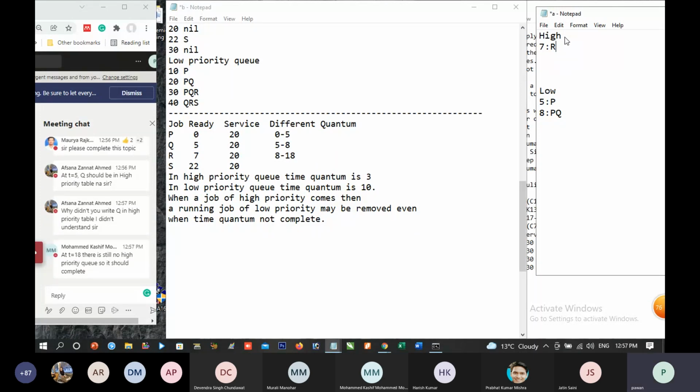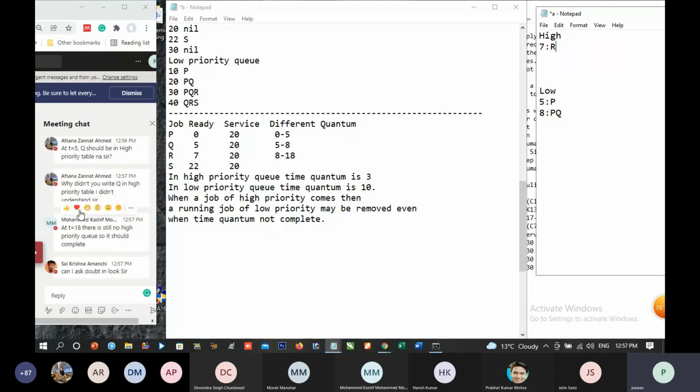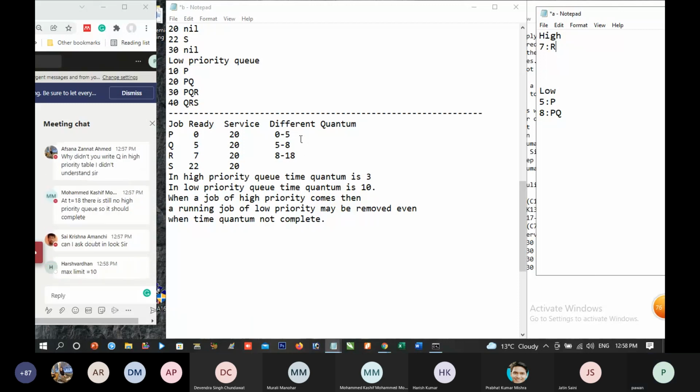No, Kasif. No. Then the rotation will start, na? In the low priority, it has completed 10 units. So the time should be given to P. So P will be executing from 18 onwards. Maximum time is 10, yes.